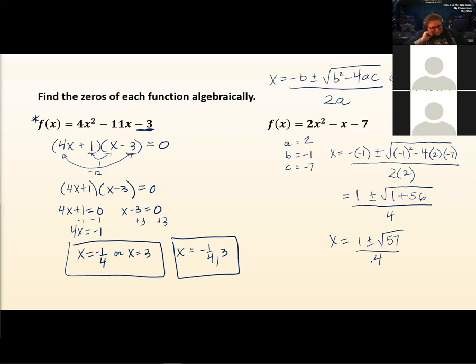Can we reduce that at all? No. Yeah, no, we can't. Square root of 57 is just the square root of 57. So you can write this as 1 plus square root of 57 over 4, 1 minus square root of 57 over 4. That's how you'd write it if you separate it. Any questions about these two?